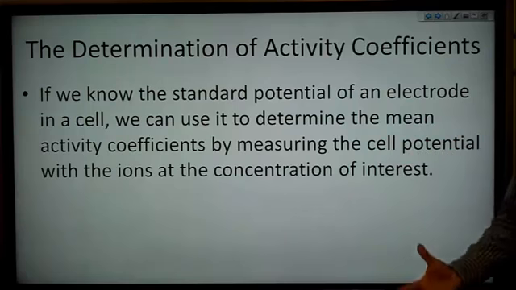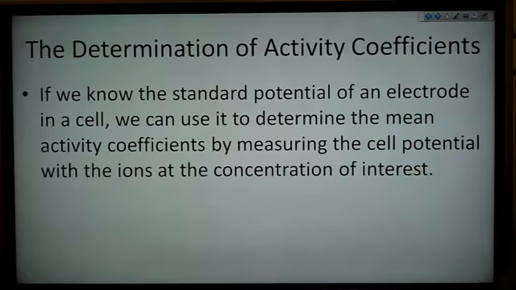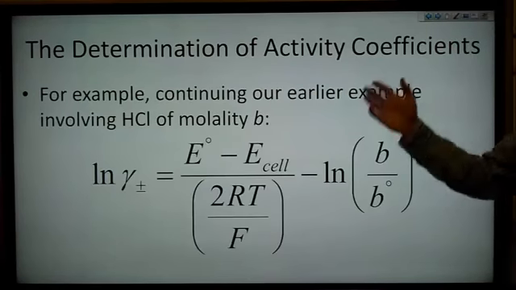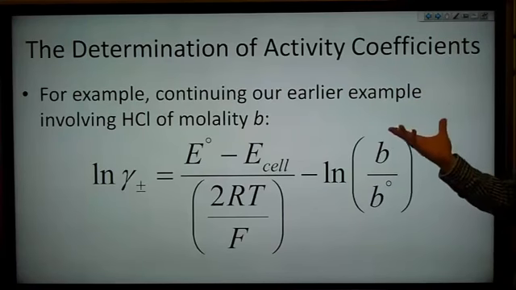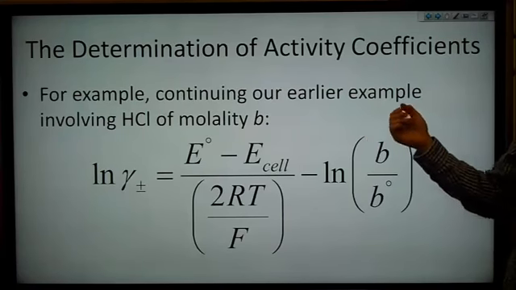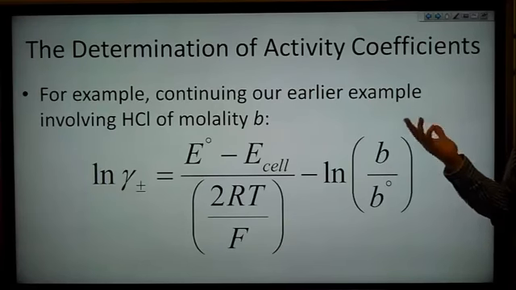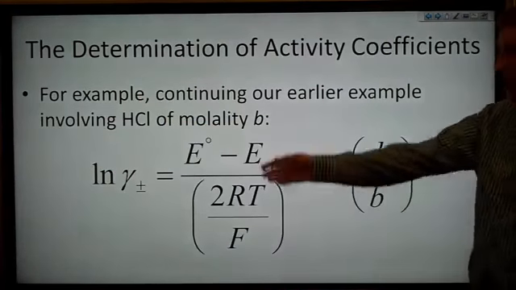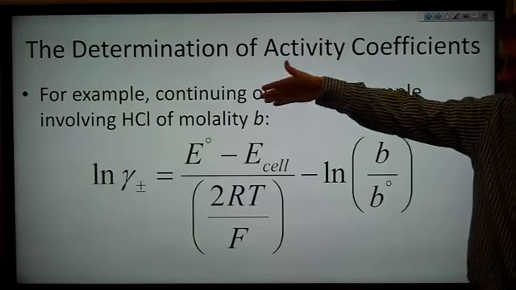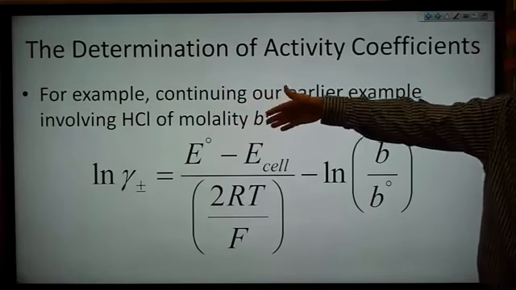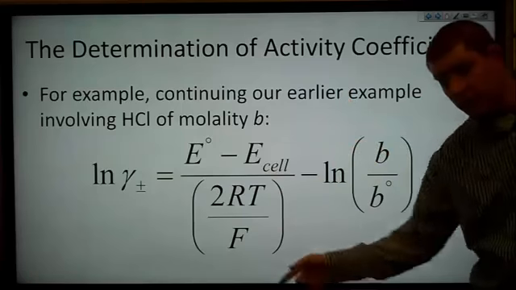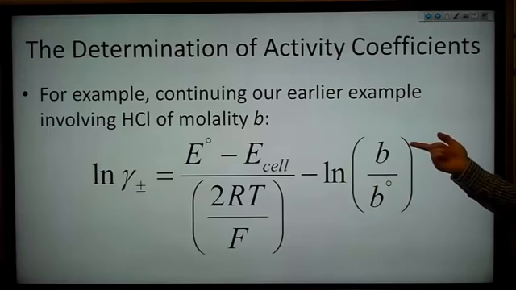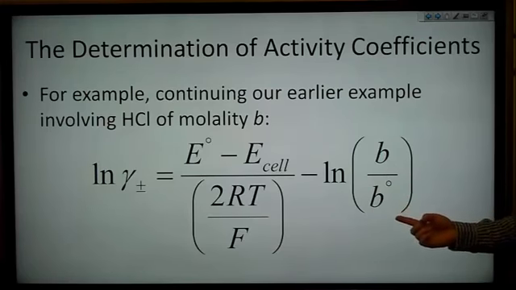So, if we know our standard potential of an electrode in a cell, we can then use it to determine the mean activity coefficients by measuring the cell potential with our ions at our concentration of interest. So, for example, we can continue our earlier example involving hydrochloric acid, and that's at some molality b. And so now we have our activity coefficient, gamma plus minus, is equal to the standard cell potential, E naught minus E cell, divided by this big term, minus the natural log of our molality term, so the molality divided by 1 molal.